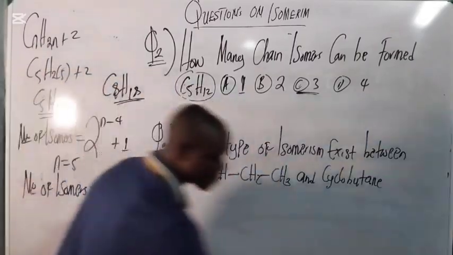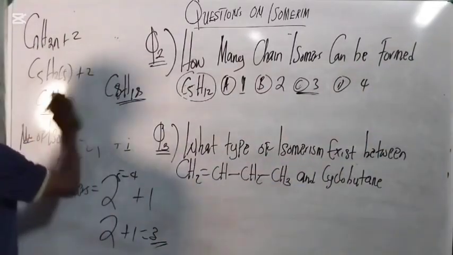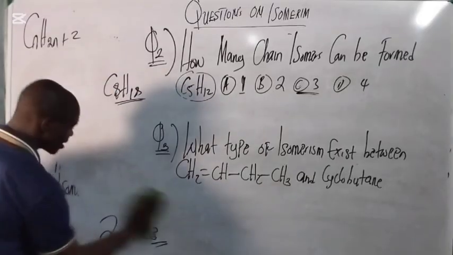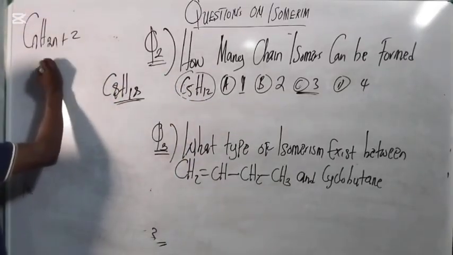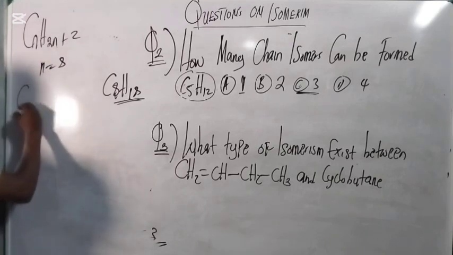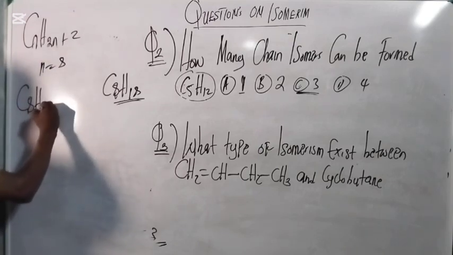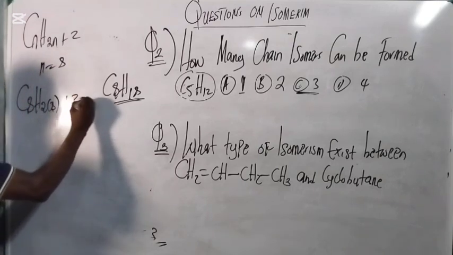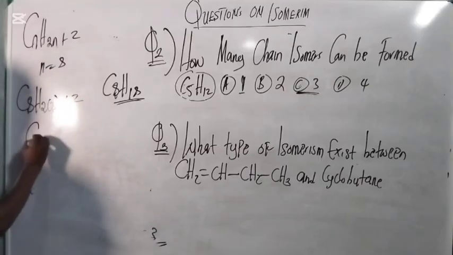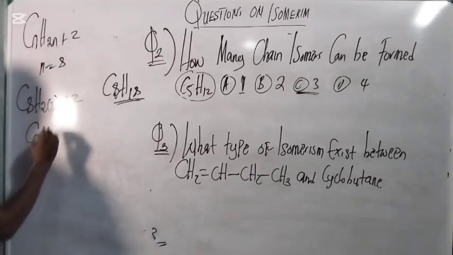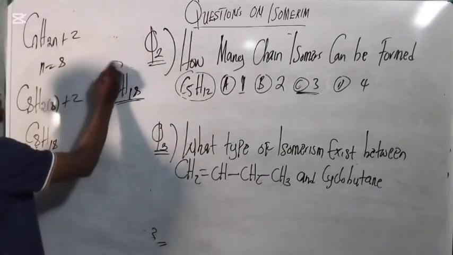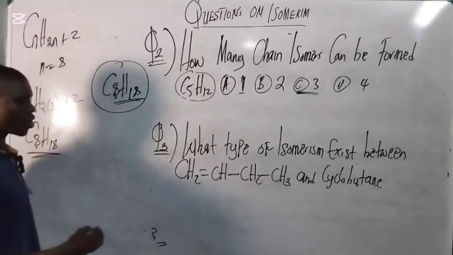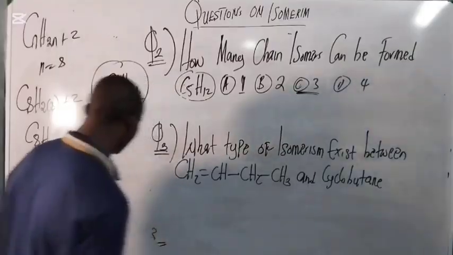If you plug this guy in at this point here, my n equals 8, so it's C8H(2n+2), which is C8H18. So it corresponds. If they ask how many isomers you can get from here, you simply apply the formula.